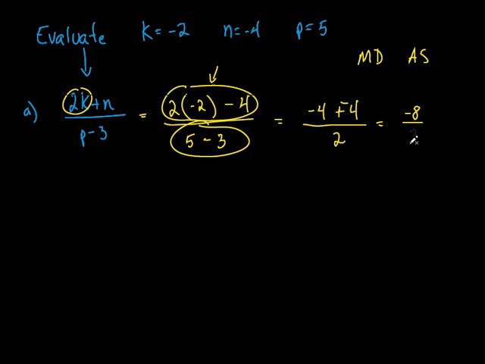And the bottom's already simplified. Now we don't keep it like this, okay? Do not keep it like this. This reduces. It's negative 8 divided by 2. So negative 8 divided by 2 is negative 4. That's your answer, and you just keep it just like that. All right, let's do another one.